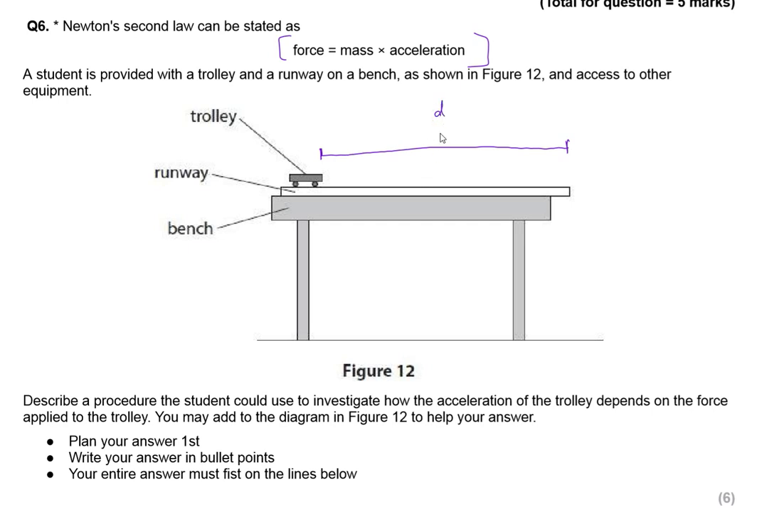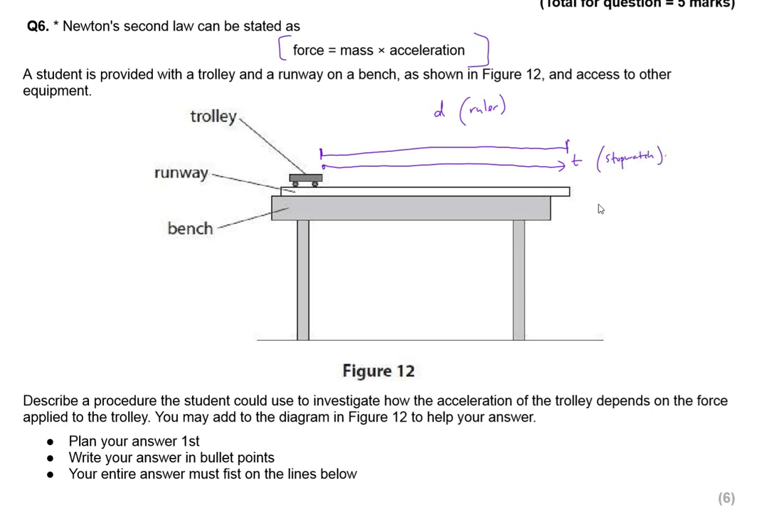Now, how are we going to get the distance? Of course, we're going to use a ruler to measure the distance in this case. Now, what we want to do is see how long it will take to go from here to here. So we're going to use the time in this case. How are we going to get the time? We're going to use a stopwatch in this particular case.